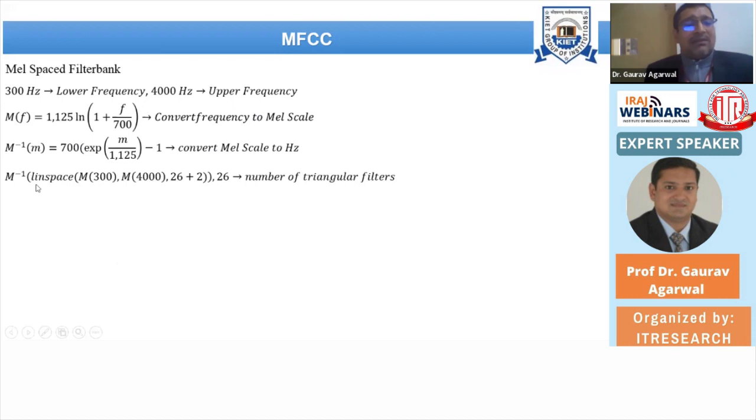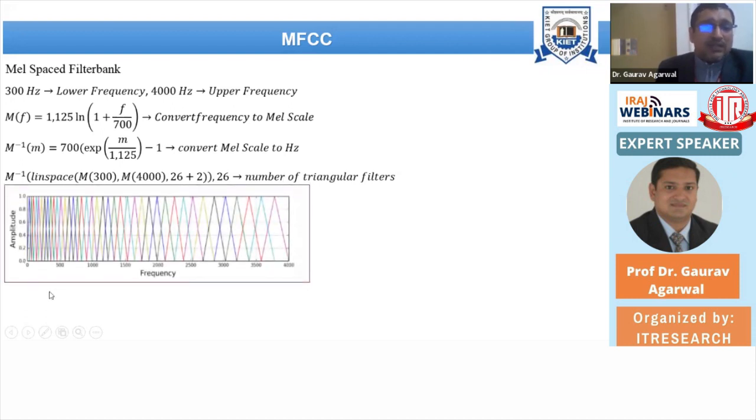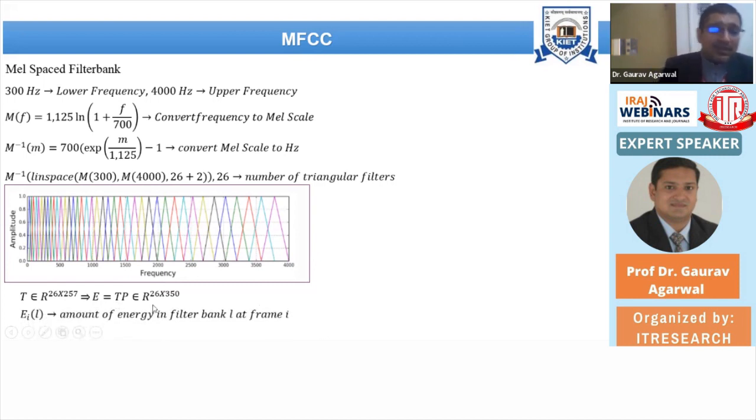In MATLAB, I've implemented the complete concept. In MATLAB, there is a function called linspace. When we implement linspace, we pass the minimum frequency, the maximum frequency, and the number of triangular filters. It will represent the complete filter bank in this form. If I calculate the triangles from 300 to 4000, there will be 26 of them. So it can be represented as 26 by 257, and it is in the form of energy. Energy is T multiplied by P, which we calculated in the previous slide.